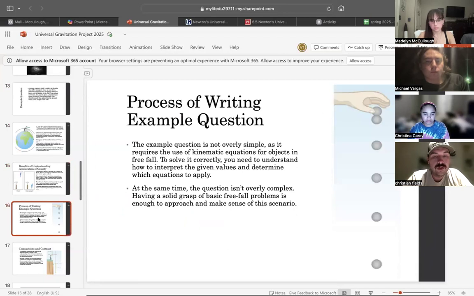4.3 Process of writing example questions. The example question is not too simple. It uses kinematic equations, and the student needs to know how to interpret and apply the values. The question isn't too complex. Understanding the basics of an object in free fall is enough to solve the problem.